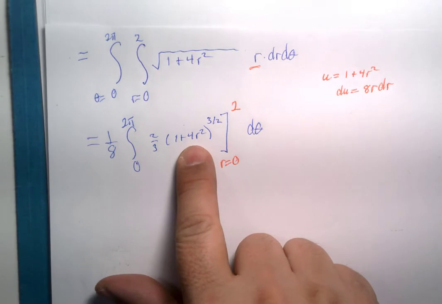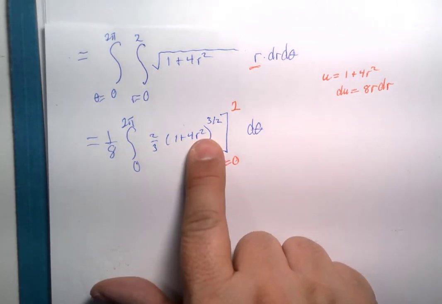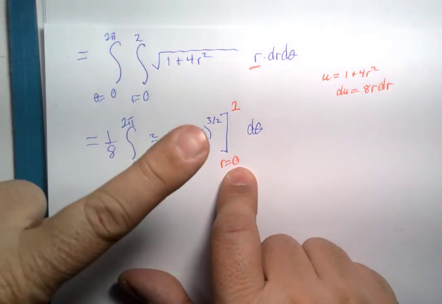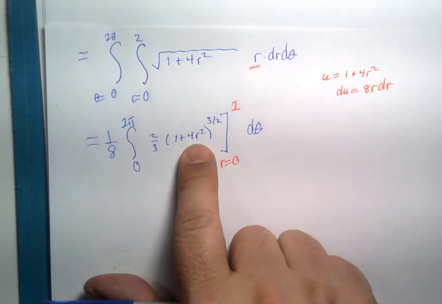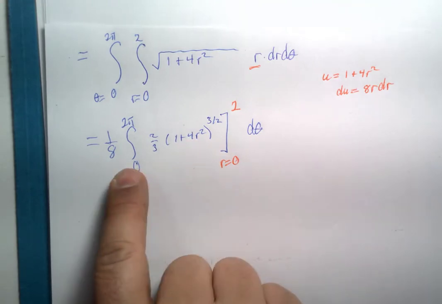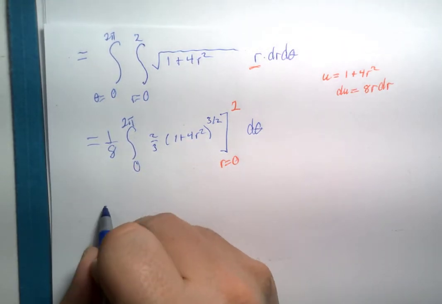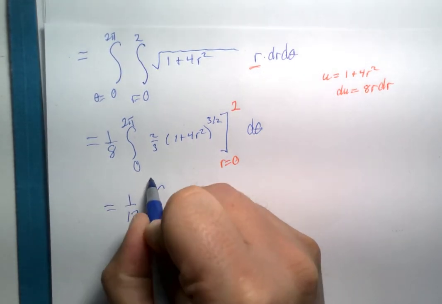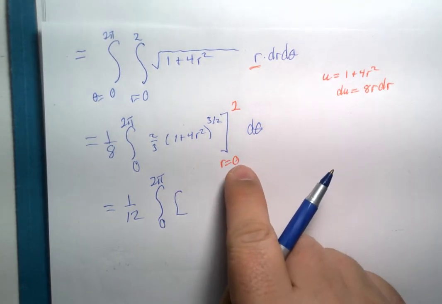If r equals 2, 2 squared is 4. 4 times 4 is 16. 17 to the 3/2 power. If r equals 0, be careful here. If r equals 0, you don't get 0. So we just have to make sure to include that thought. Let's see, 1/8 times 2/3 is going to be 1/12, 0 to 2 pi.